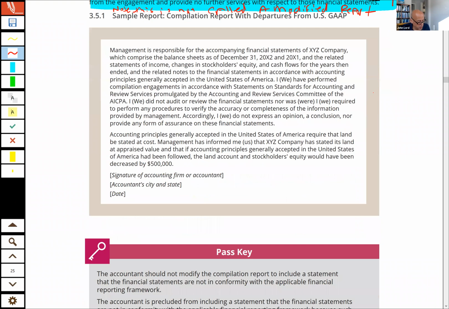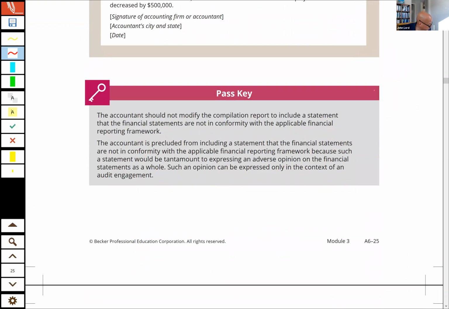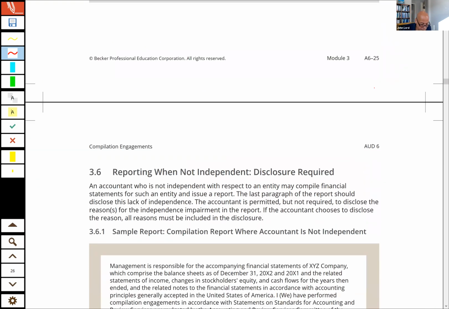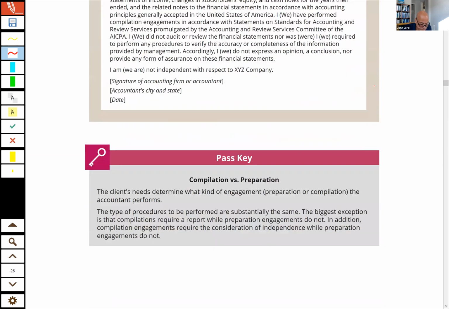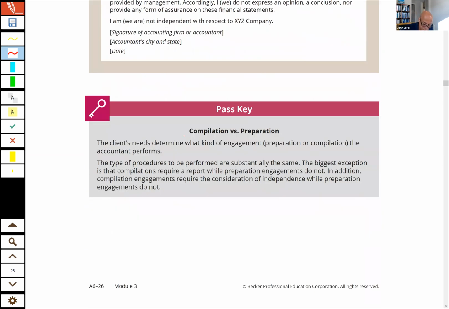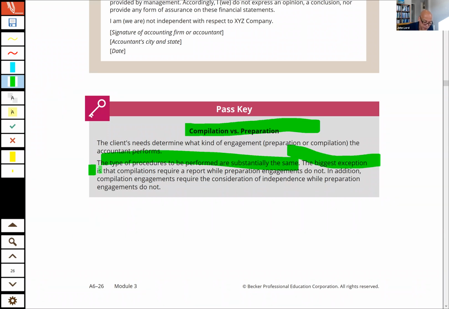Okay, good. So let's just come over, and obviously the big deal between a compilation and a review is that what? Basically the procedures are the same, but with a compilation we do what? We issue a report, whereas with the preparation we do not.